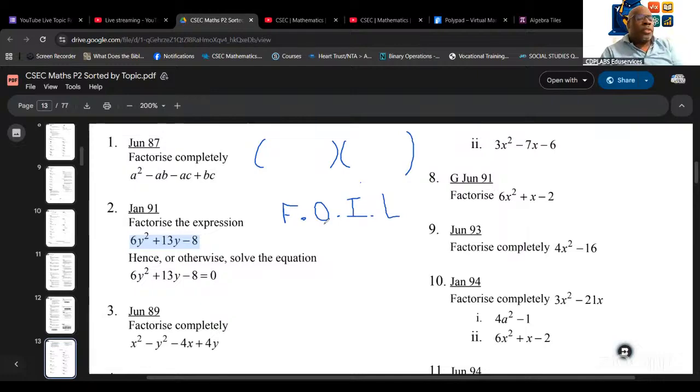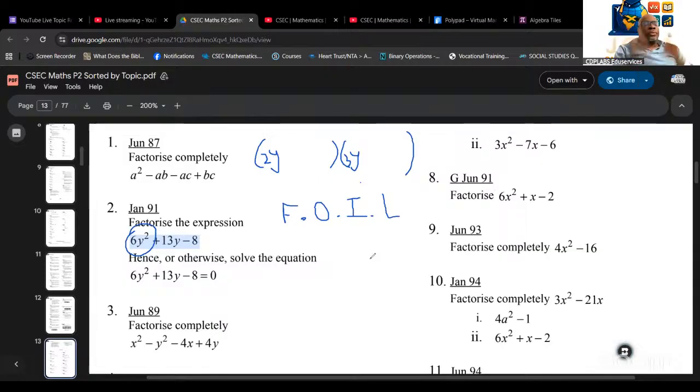So let's see how this works. Now, the fact that I have 6y squared simply means then that there has to be a y right here, and a y right here, for y times y to give me what? Y squared. Now, I could have 2y right here and 3y right here, because 2y times 3y gives me 6y squared. Good.